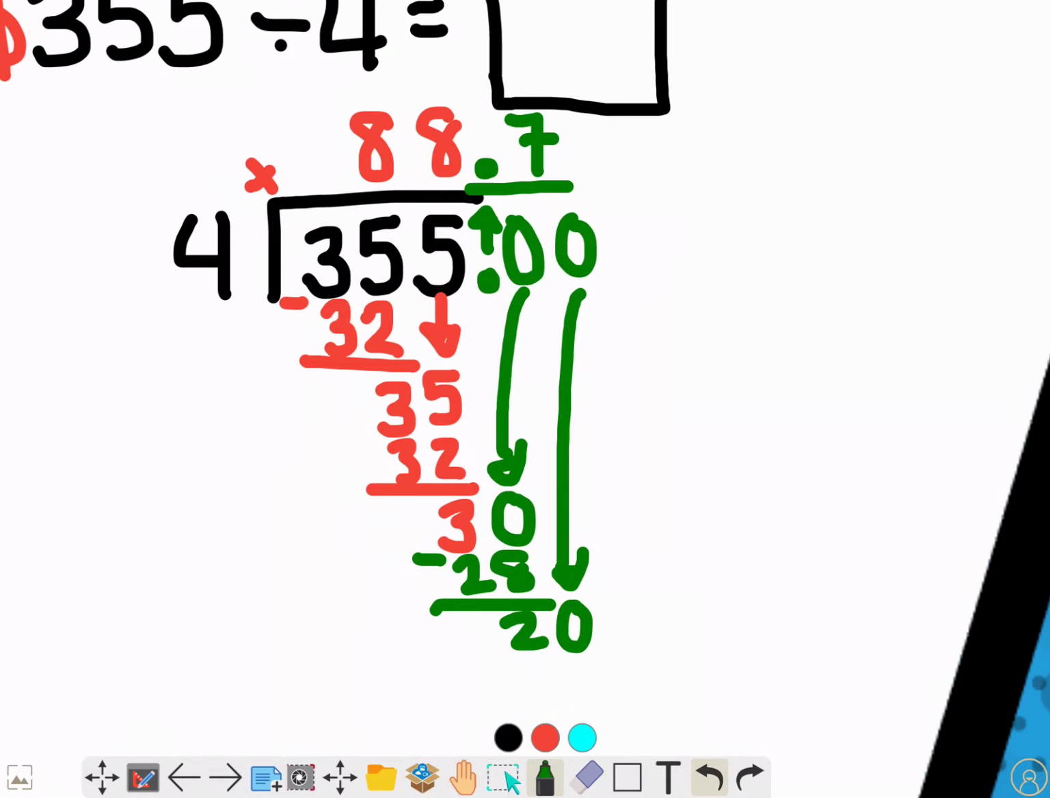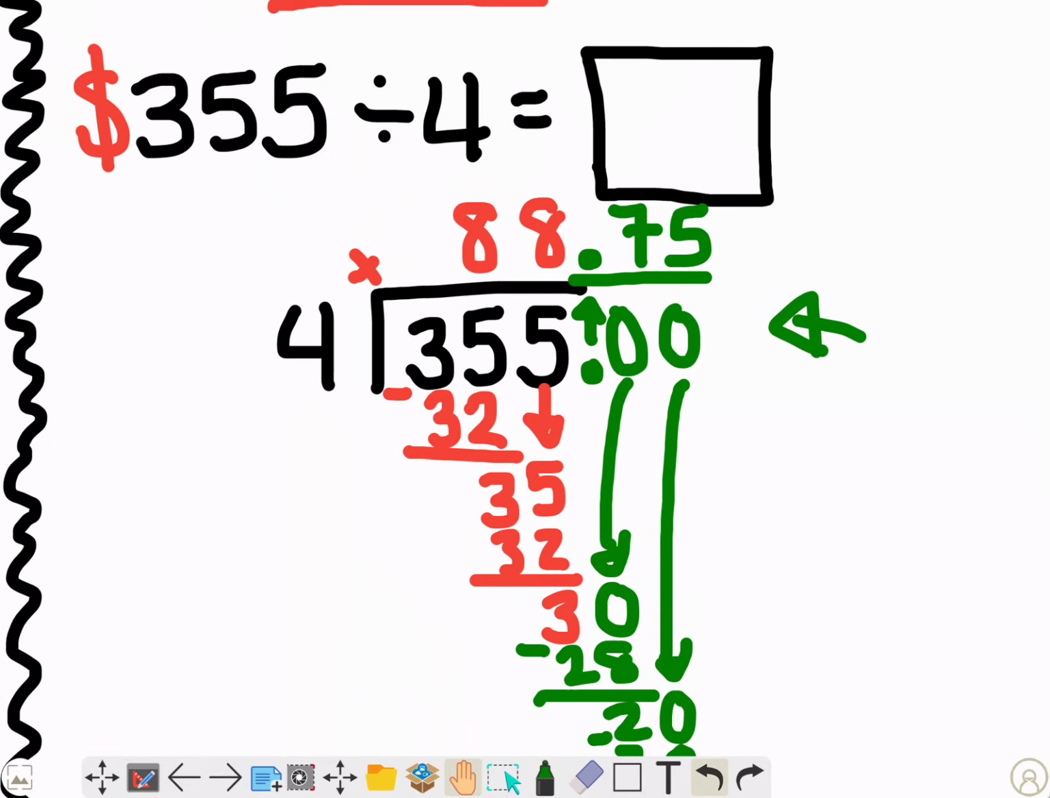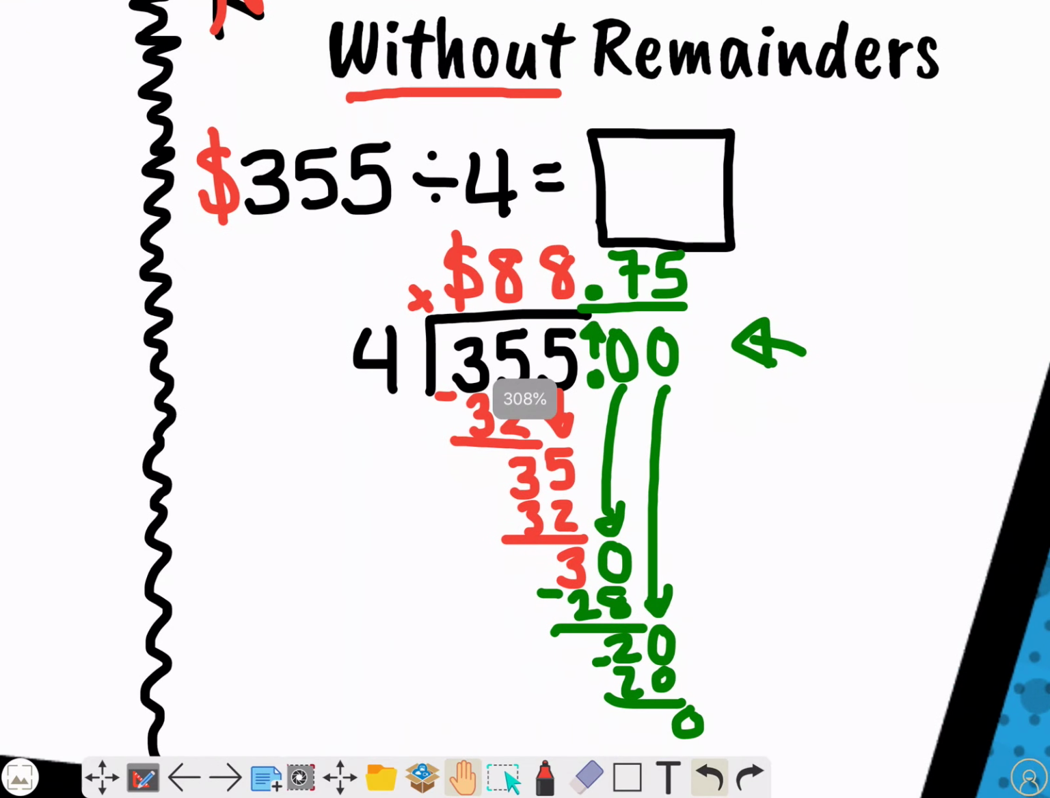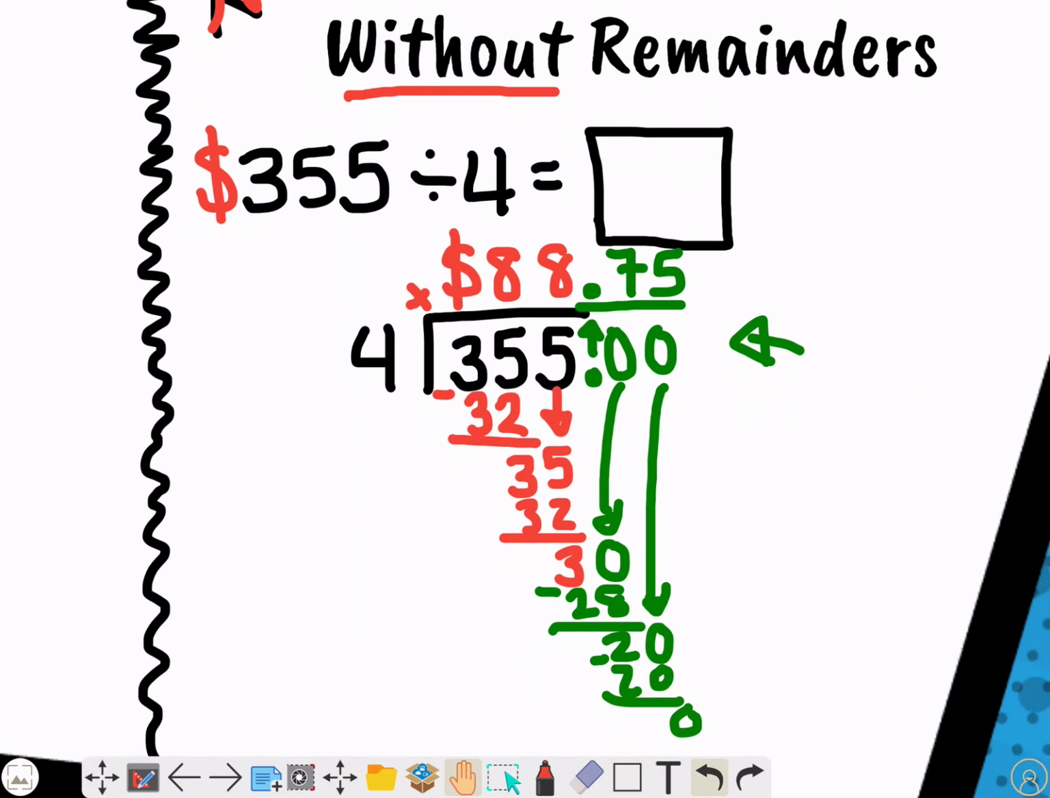I extend this little line, which is okay. Well, 4 can go into 20 how many times? Oh, that works out perfectly. It can go in there 5 times. 5 times 4 is 20. I have nothing left over. There's no remainders because I'm already committing to my decimals. So I get my final answer: each person would get $88.75. So that's a good example of why you might break down into smaller terms of money.